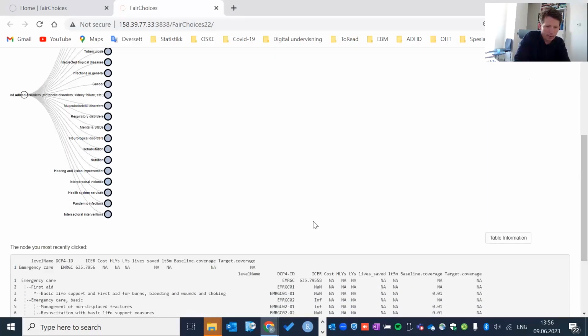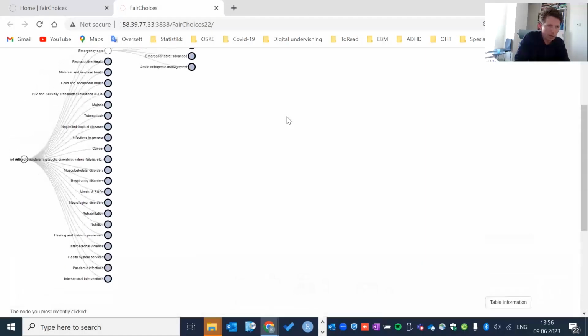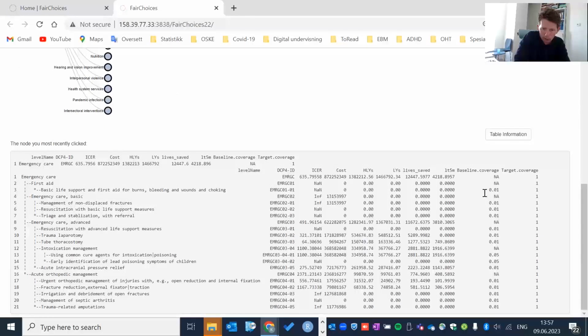And you can see then only these emergency care interventions are displayed in the table below, with information about ICER, cost and health benefits, baseline coverage and target coverage. And we can then give 100% target coverage to these. That means you would go from the current baseline coverage that seems to be very low in the input now, and you could then achieve 100% coverage in this analysis and the information here.